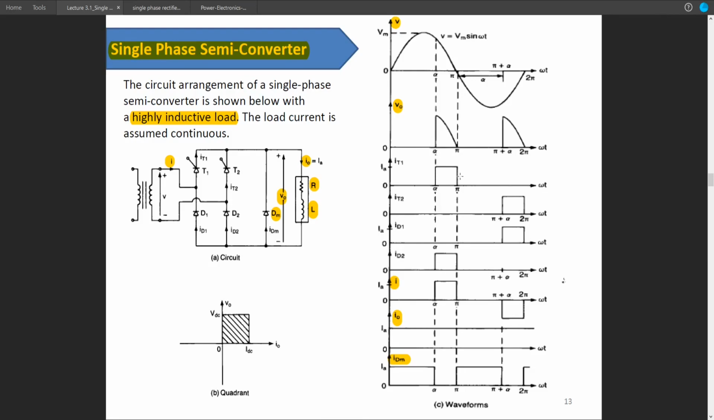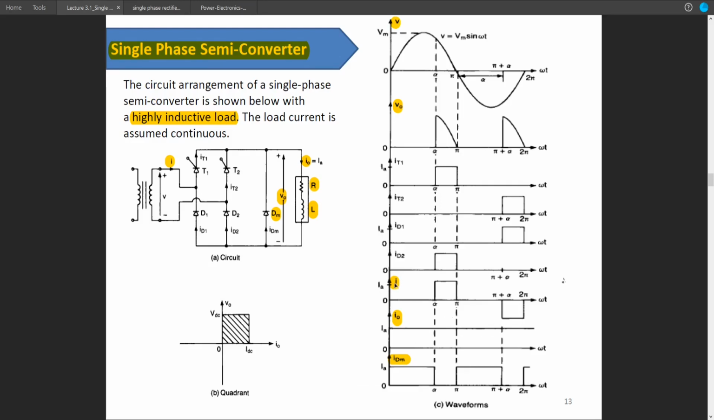But after this period, no thyristors or diodes will be conducting. So the remaining current will be flowing through this freewheeling diode in this duration. If we get back to the freewheeling diode conduction cycle, it will be something like this. The freewheeling diode will conduct whenever the thyristors or diodes are off. So the overall output current will be continuous.